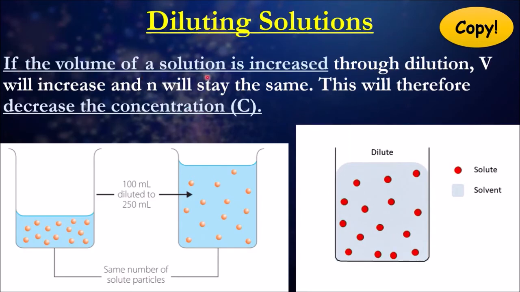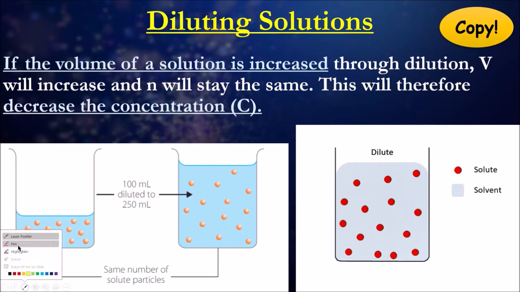If the volume of a solution is increased through dilution, your volume, V, will increase, but the number of moles will stay the same. As you can see, the same number of particles remain before and after a dilution. However, because V has changed and N has stayed the same, concentration will have to balance itself out. Why do I say that?